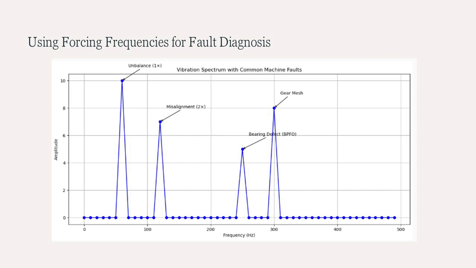This diagram helps visualize how each machine component or fault type contributes a distinct signature in the spectrum, enabling precise diagnostics. In summary, the spectrum is a powerful tool that reveals the hidden structure of vibration. Peaks in the spectrum are not random, they are signatures of machine components. By analyzing frequency and amplitude, we can diagnose faults and prevent failures.